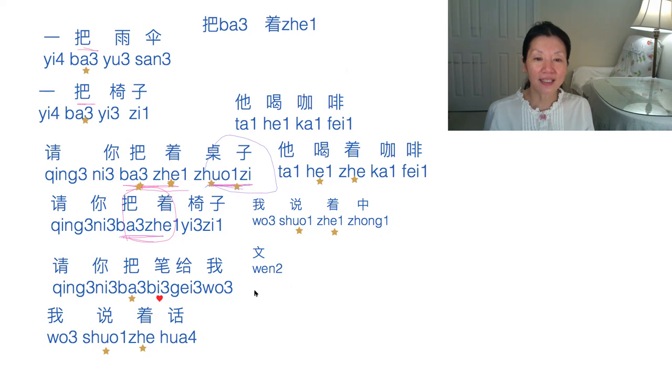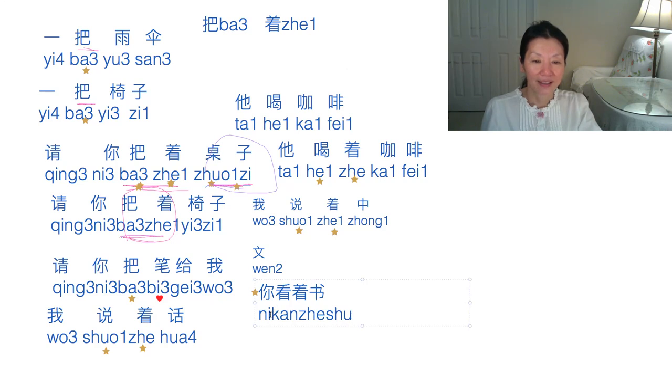Our next sentence is, now I just say how we use the 着, right? Now I want to say, 你看着书, okay, 你看着书. 你, the third tone. All tones. 着书, okay.